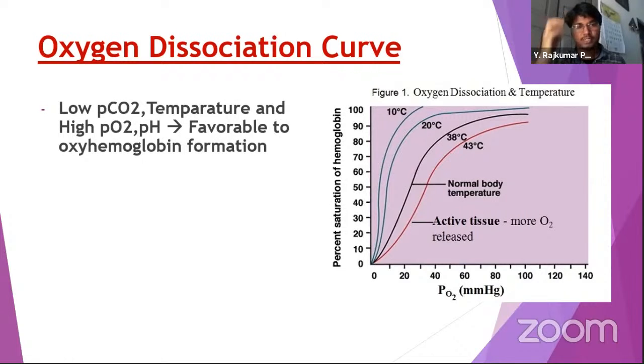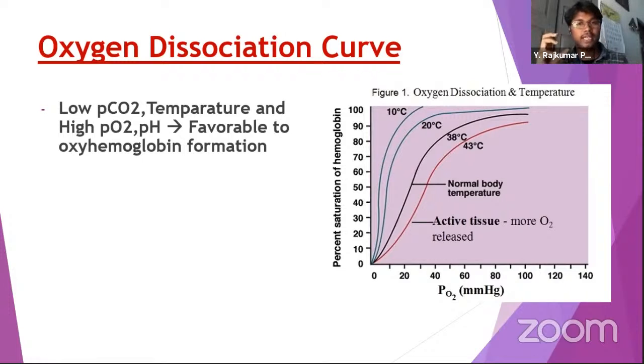Okay, that's called oxygen association. Here, oxygen dissociation means the division of oxyhemoglobin into oxygen and hemoglobin. So oxygen is getting away from the hemoglobin. That's called oxygen dissociation. Oxygen is getting dissociated from the hemoglobin.